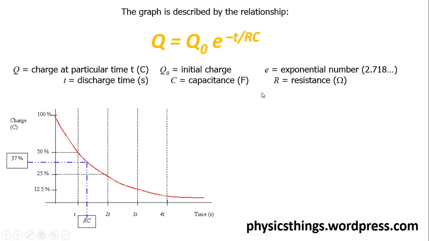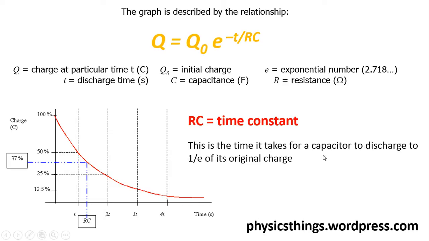But this gives us this lovely little graph here. And you'll see that the level at 37% is marked on, corresponding to the resistance times the capacitance, or RC. And that's what we call the time constant, and we denote that by a little tau. Now, the time constant is the time it takes for a capacitor to discharge to 1 over e of its original charge. That is about 37%, or 0.37 times the original amount.